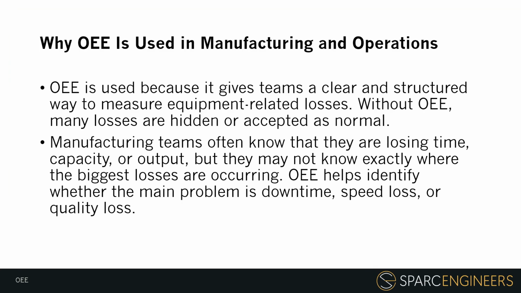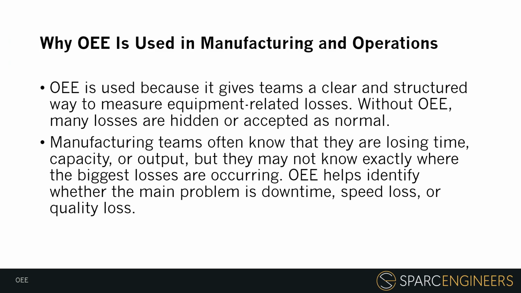Quality losses can also be hidden. Scrap, rework, startup rejects, and defects all reduce the amount of good product produced from the available production time. Manufacturing teams often know they are losing time, capacity, or output, but they may not know exactly where the biggest losses are occurring. OEE helps identify whether the main problem is downtime, speed loss, or quality loss. That distinction is important because each type of loss requires a different type of response.